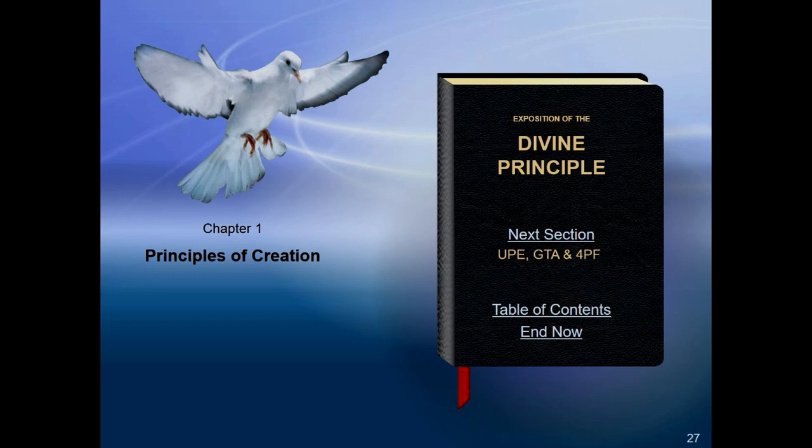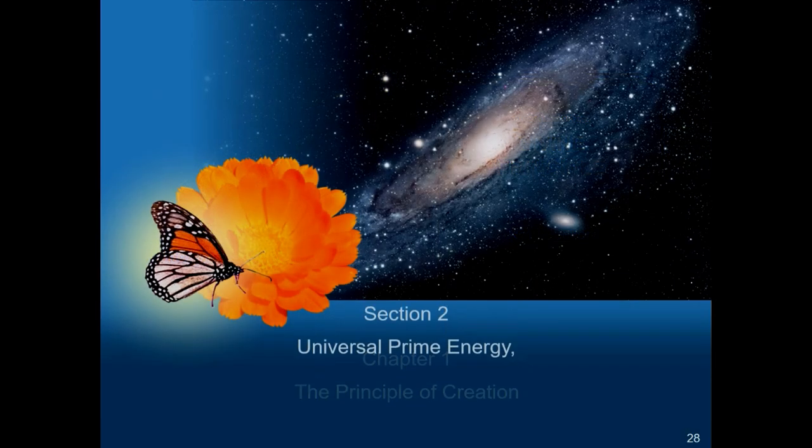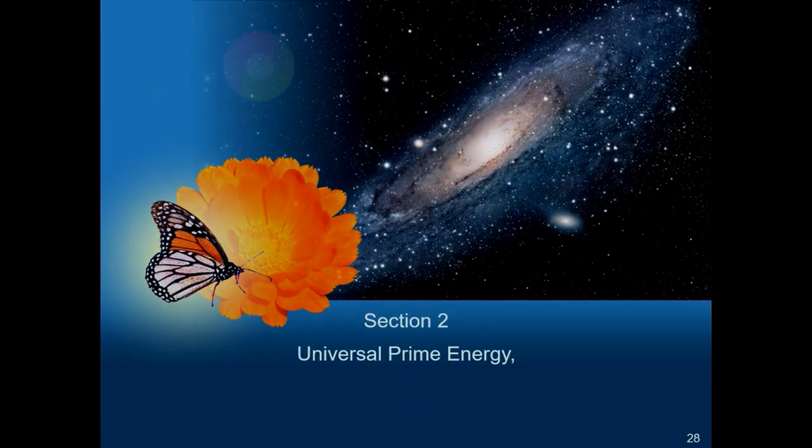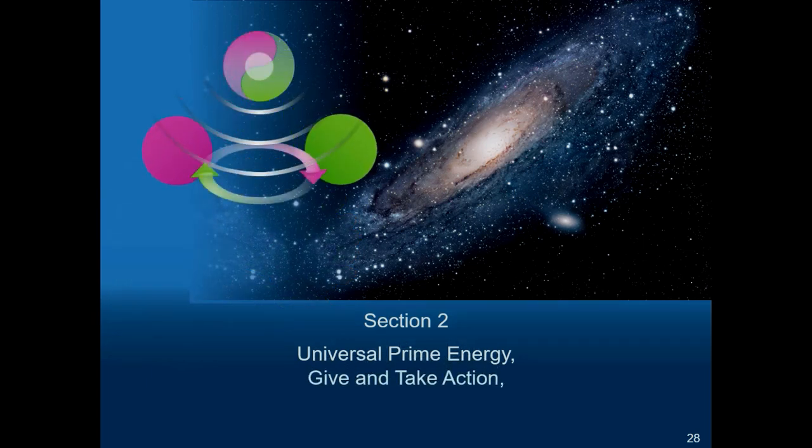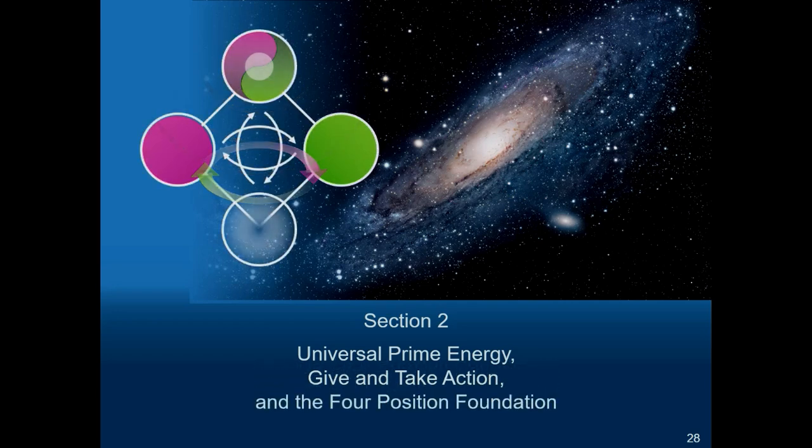The next section is called UPE, which stands for Universal Prime Energy. GTA stands for Give and Take Action, and 4PF stands for four position foundation. We are still in chapter 1. This is just the second section. Section 2: universal prime energy, give and take action, and the four position foundation.